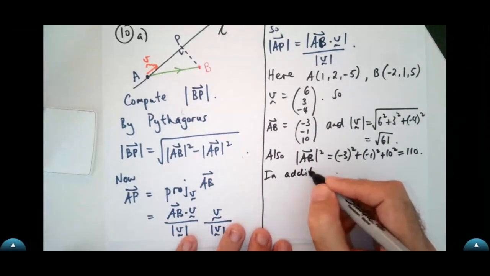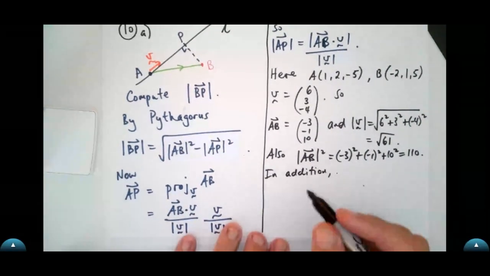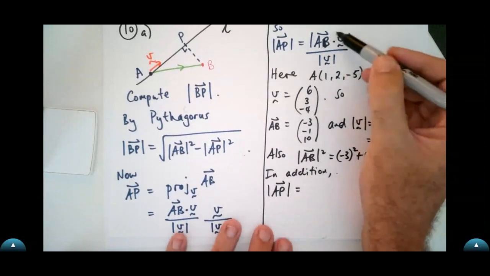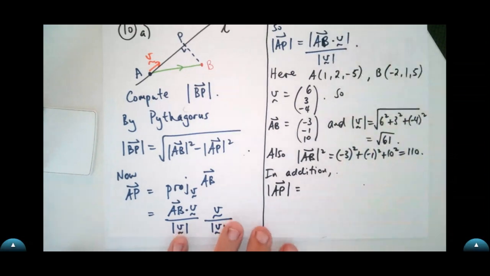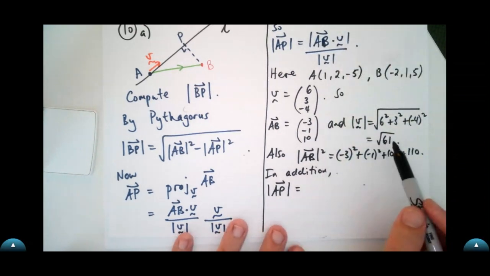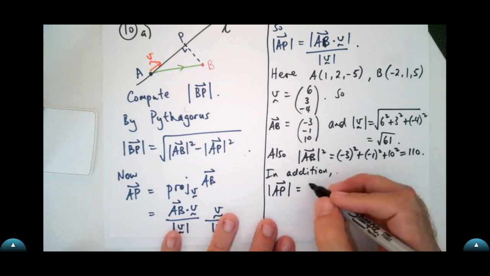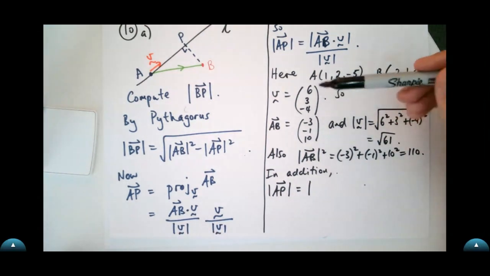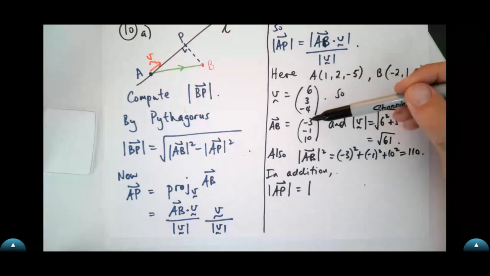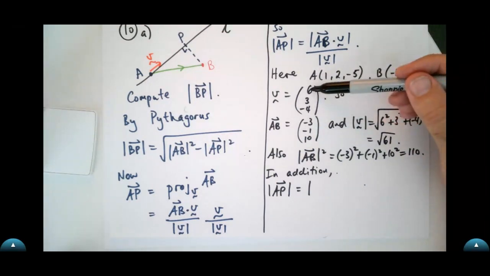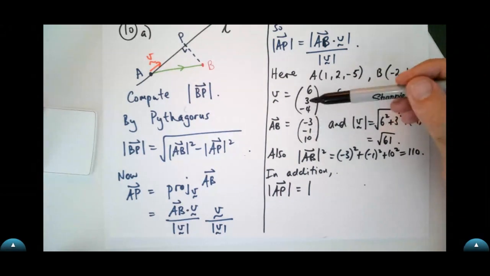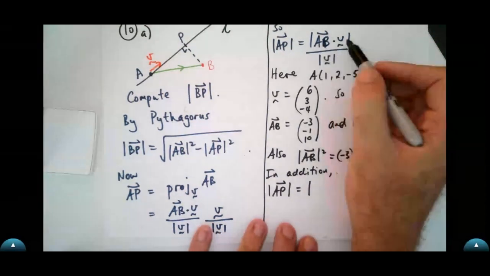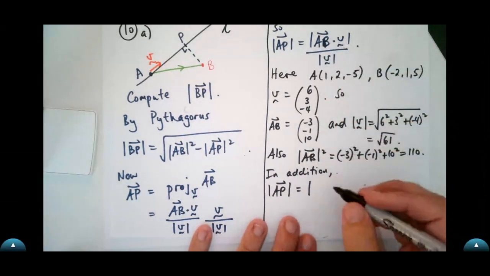So in addition, this length here is going to be the dot product, absolute value, divided by the length. So the length is root 61, so that can go on the bottom. And how do we compute a dot product? Well, you multiply the corresponding components together. So -3 times 6 plus -1 times 3 plus 10 times -4. Okay, so this dot product is going to be just that.